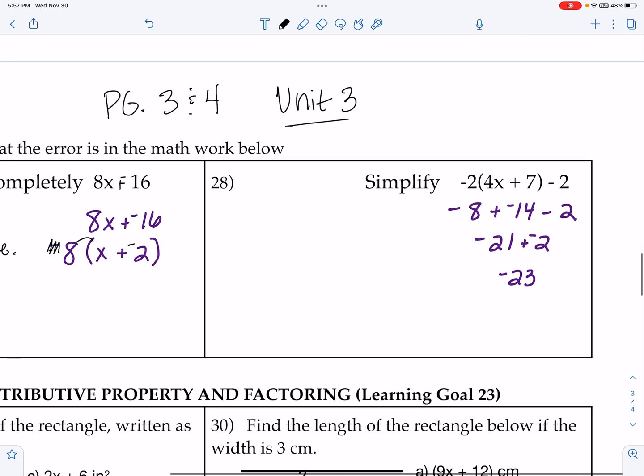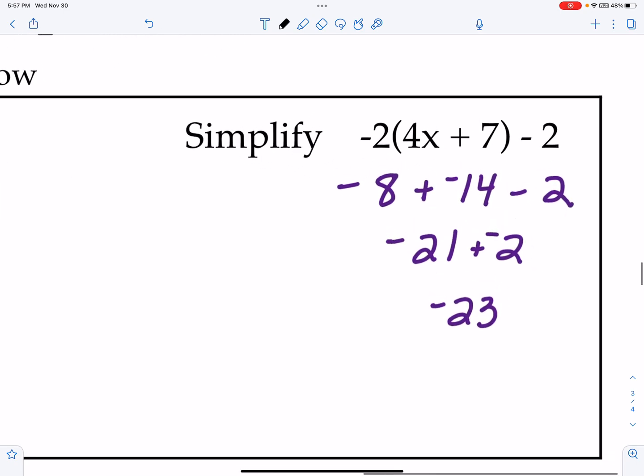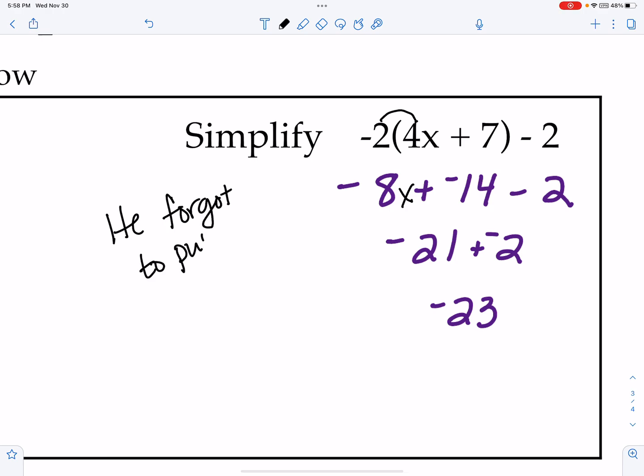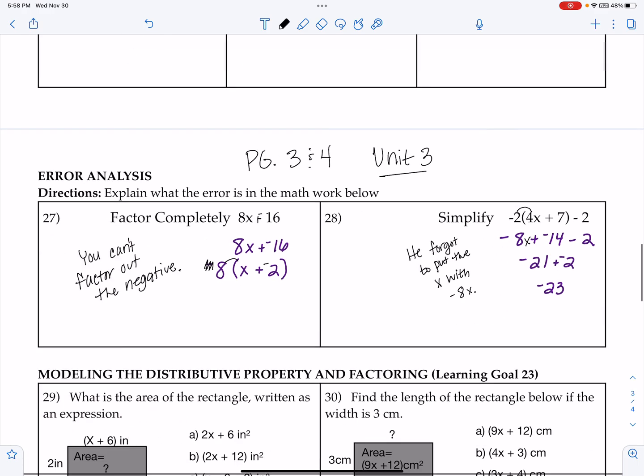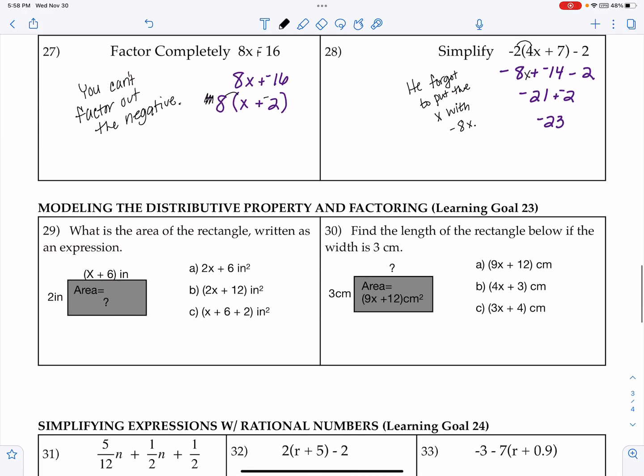All right, next one, we're finding the error, so error analysis. I can see right away 2 times the 4x. He's missing the x here, so I'll write he forgot to put the x with negative 8x. Okay, all right, so done with that.